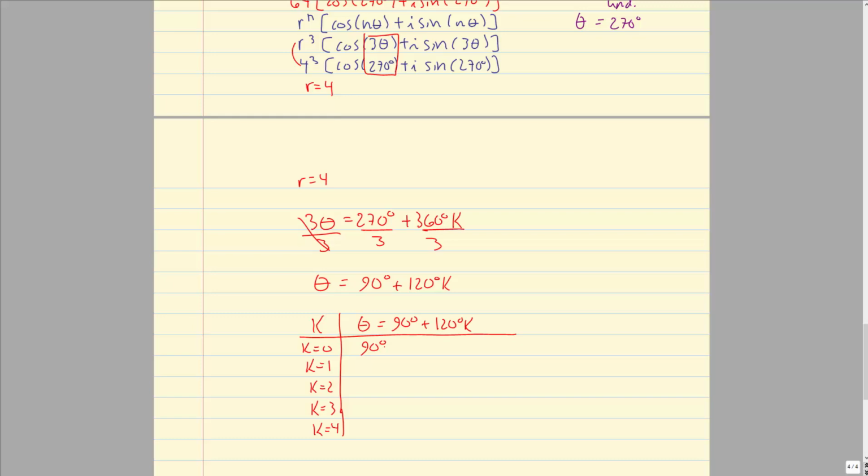If I plug in k equals 1, I'll get 90 plus 120, which is 210 degrees. And if I plug in k equals 2, I'll get another 120 degrees, and so I end up with 330 degrees here. Now I'm going to go one more 120, and I get 450 degrees. I always like to go one more spot until I make sure that I'm over the 360 mark. And then these will be what I use for my solutions.